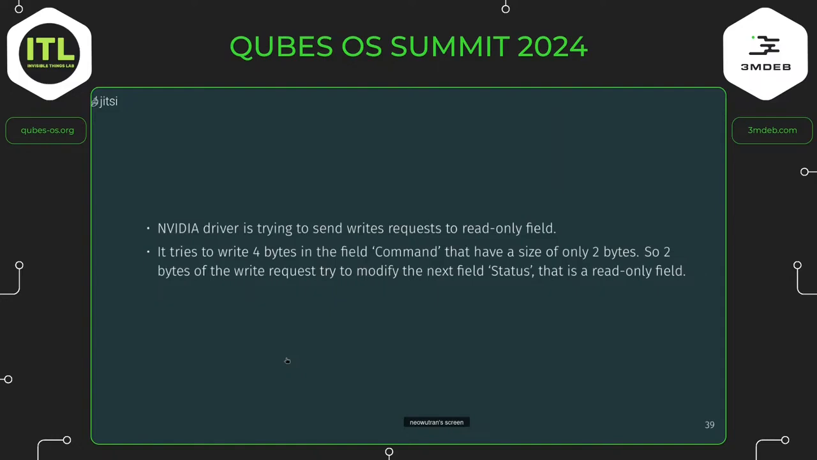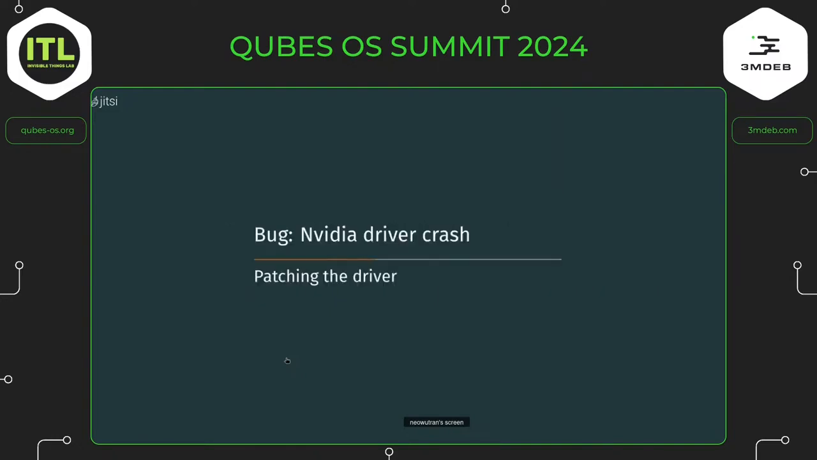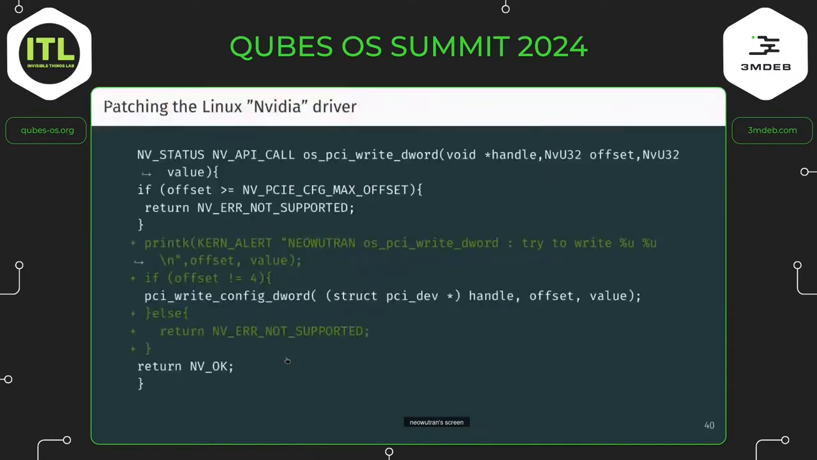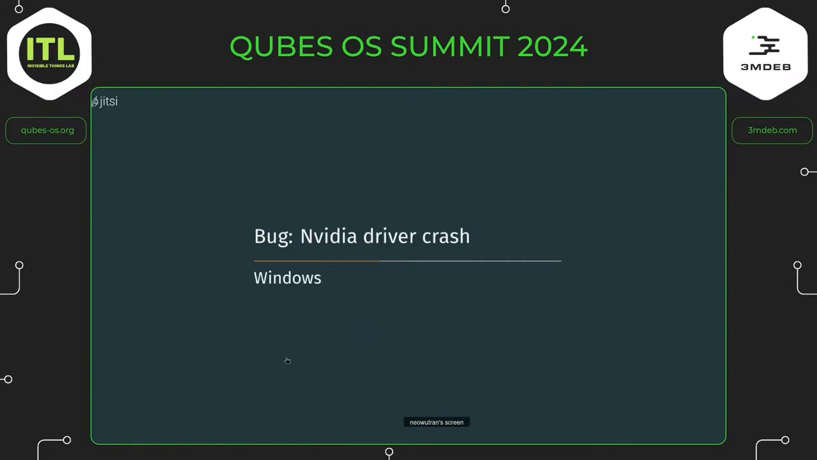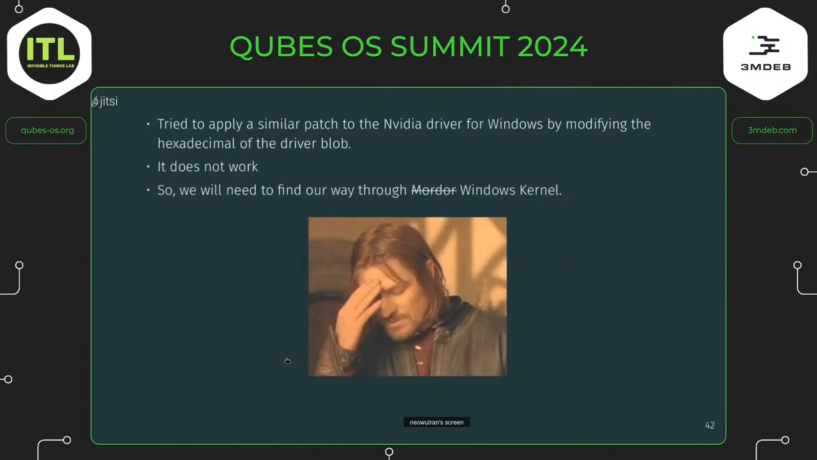So let's patch the driver to forbid this call. We do that by modifying the Nvidia source code to forbid any 4-byte write starting at offset 4. And using this patch, the Nvidia driver now works correctly on Linux. So let's try to do the same thing for Windows. I tried to do that, but sadly it didn't work. So I needed to debug it more to understand what was going on.